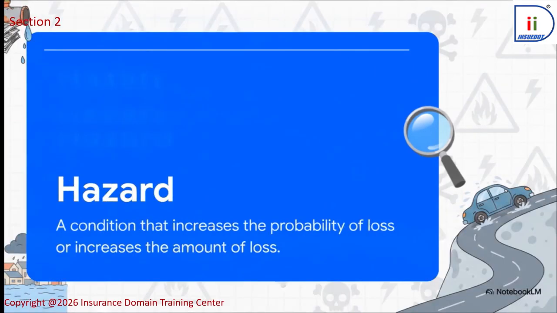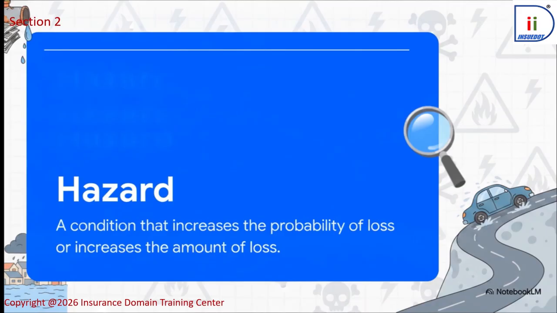And third is the hazard. Now it's important to remember that the hazard itself doesn't actually cause the loss. Instead, think of it as a multiplier. It's a specific condition or circumstance that makes a peril more likely to occur or makes the resulting damage much more severe if it does happen.